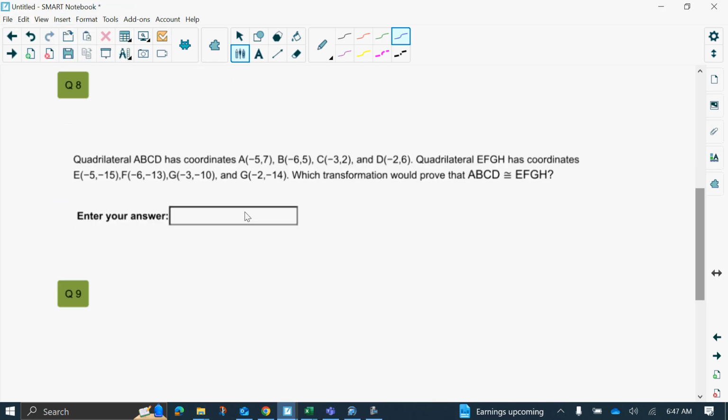Okay. Quadrilateral ABCD has these coordinates, and the other quadrilateral has those. Which transformation would prove that these are the same? Negative 5, 7 goes to negative 5, 15. That clearly means we didn't switch the order, so rotation's out.